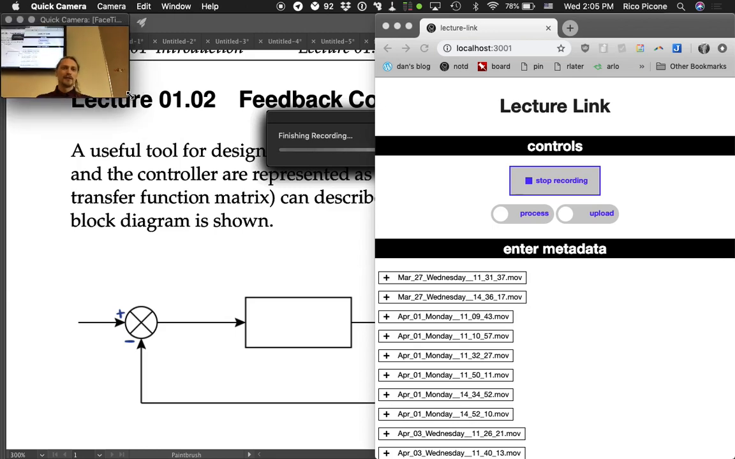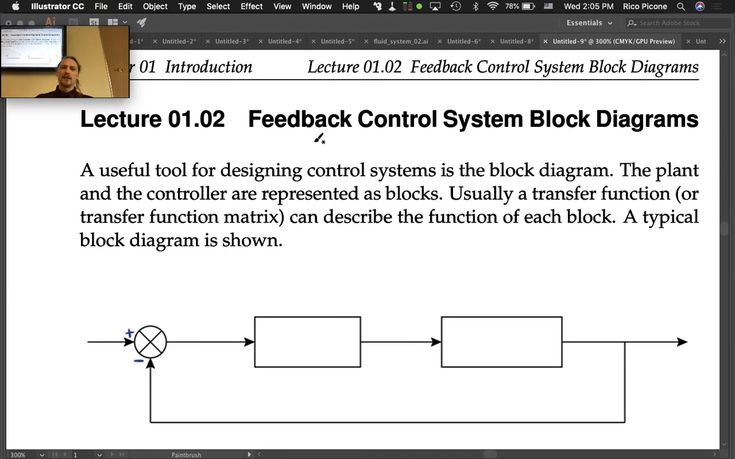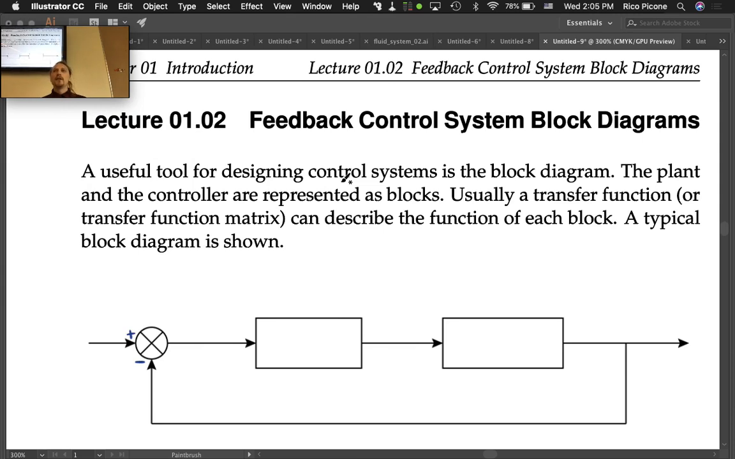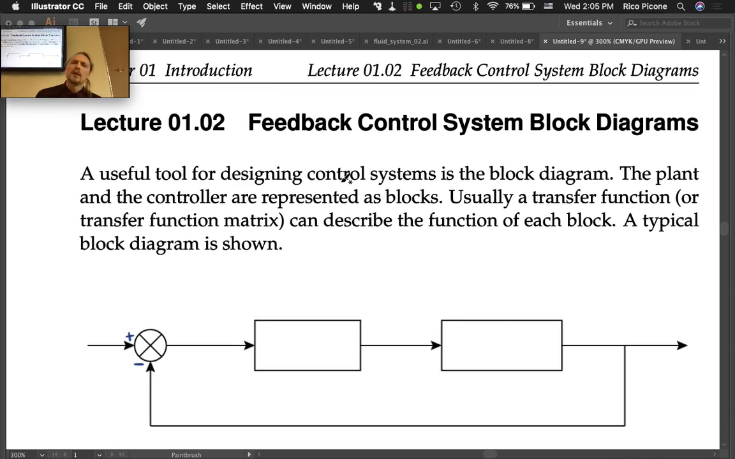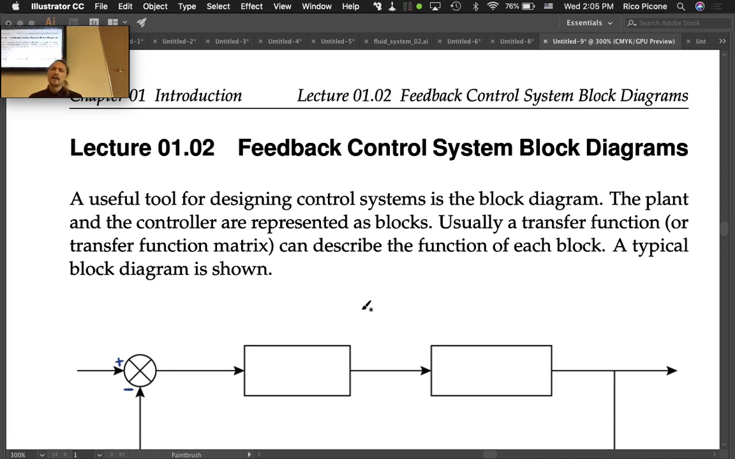So we are on lecture 1-2, feedback control system block diagrams. All right. This is the last lecture of chapter 1, which is just sort of an introduction, getting some preliminary ideas introduced. A useful tool for designing control systems is the block diagram, which we've seen before, right?